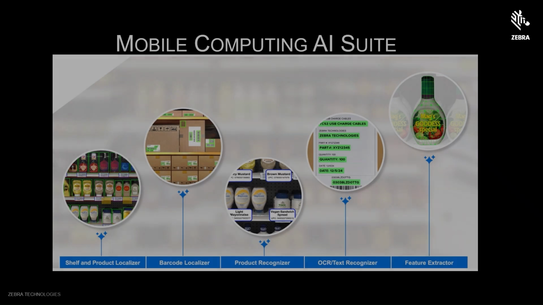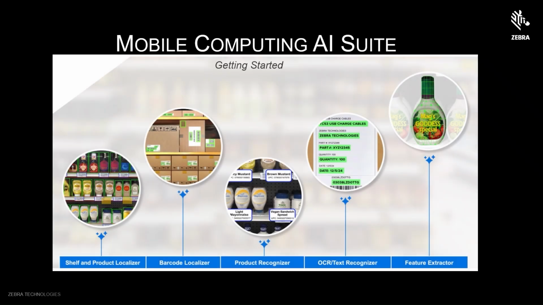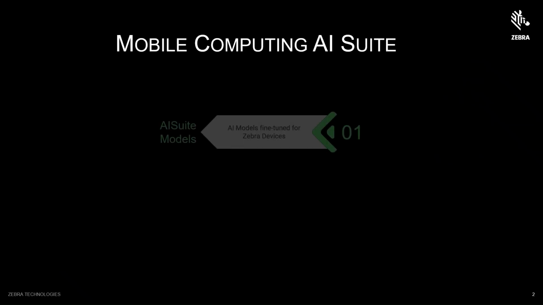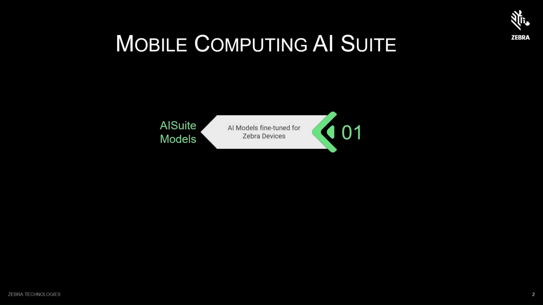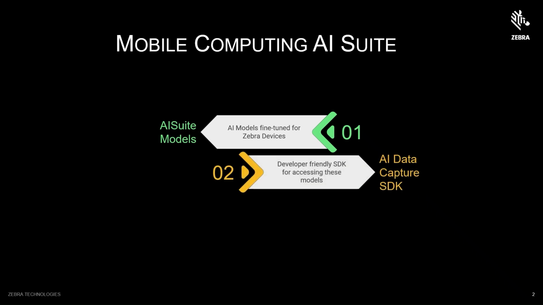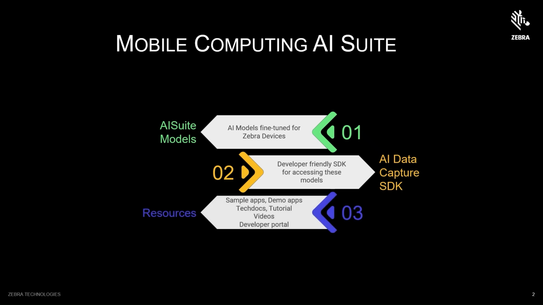Welcome to Zebra's Mobile Computing AI Suite, your gateway to building powerful AI applications on Zebra devices. AI Suite consists of three key components. First, fine-tuned AI models for various use cases. Second, the AI Data Capture SDK, offering flexible APIs to leverage these models. And third, a suite of resources like sample applications and reusable source code to accelerate your development.